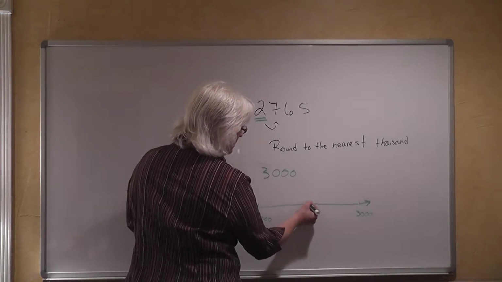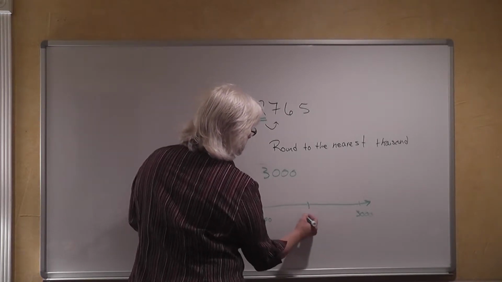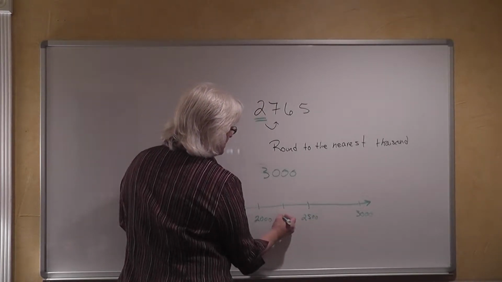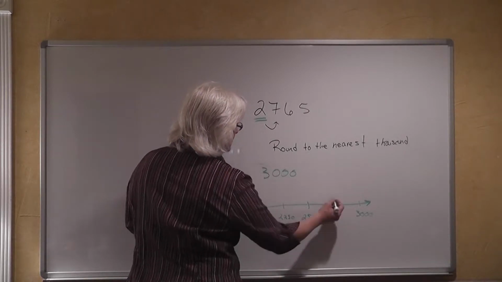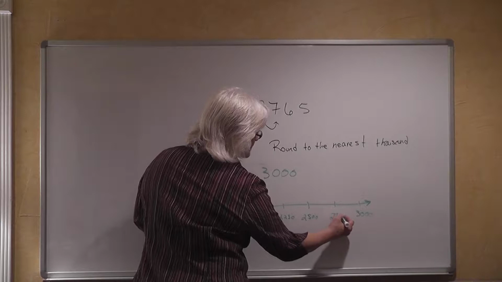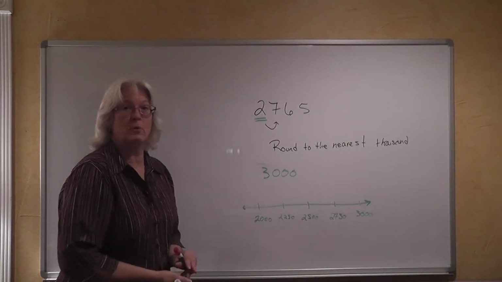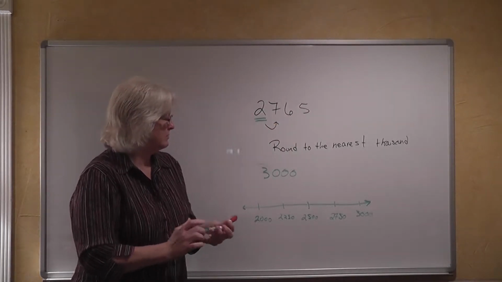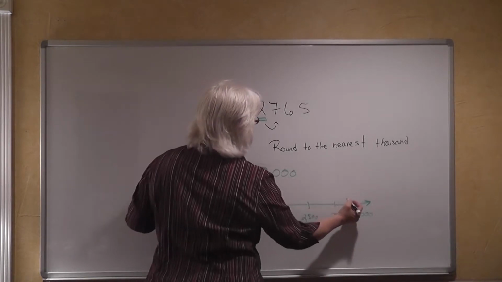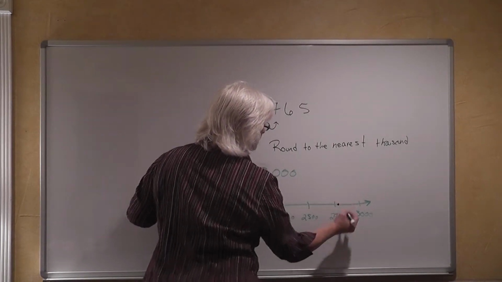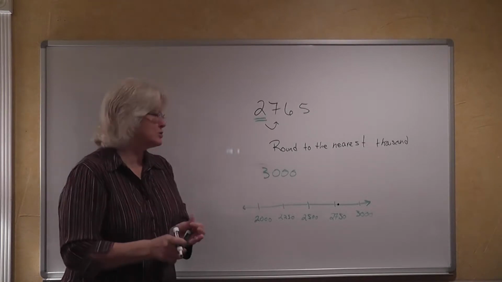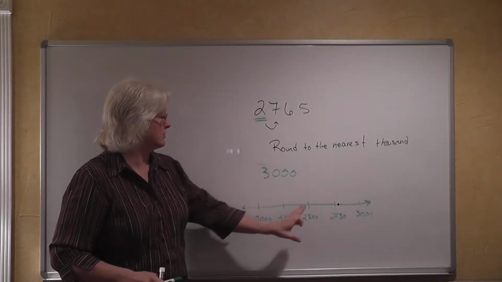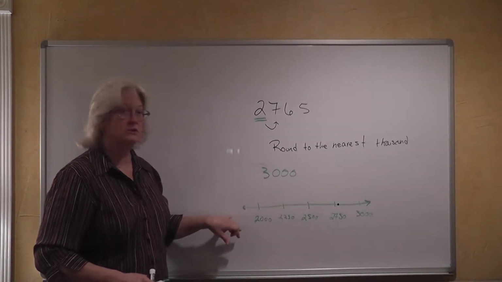So halfway between here would be 2,500. Halfway in between both of these, 2,250, 2,750. So about where would we locate this number on the number line? Well, we would locate this right approximately there. Clearly from this picture here, 2,765 is closer to 3,000 than it is to 2,000.